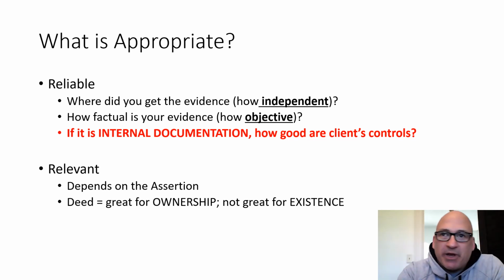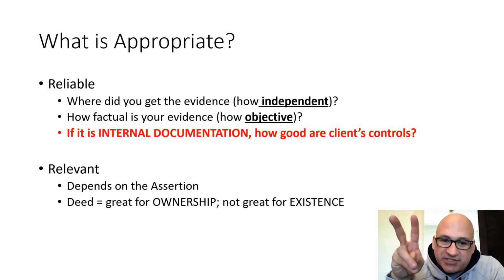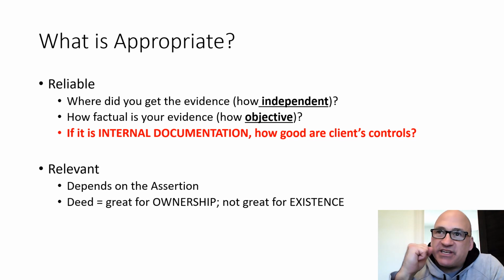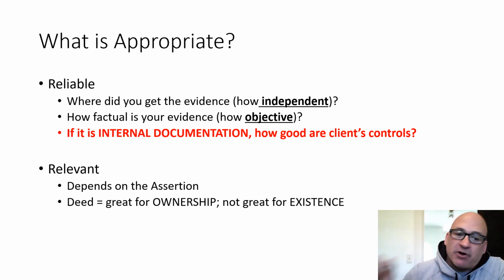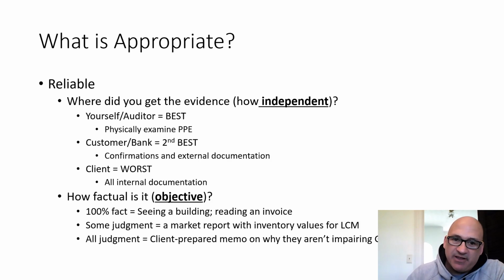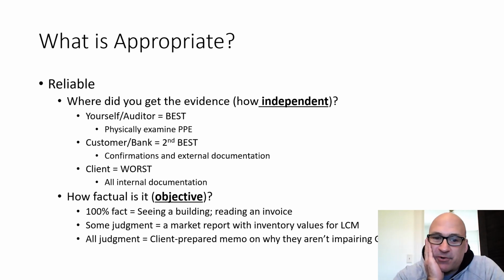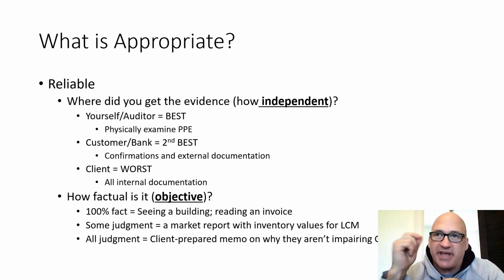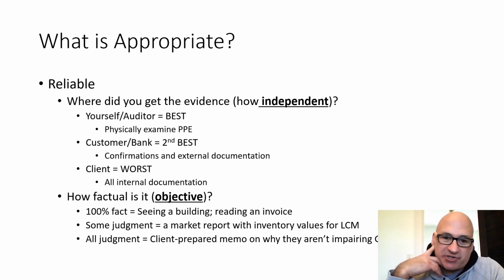And so the way that we evaluate quality is two dimensions. Reliability, meaning how much can we trust it, and relevance, meaning is it appropriate for the assertion being tested? This is incumbent on you understanding the assertions. Reliability is a process. To be honest with you, in the real world, it's probably a lot more complicated than this, but this is Accounting 415. And in Accounting 415, I define reliability as the sum of two things, with one extra dimension if you're talking about internal documentation.